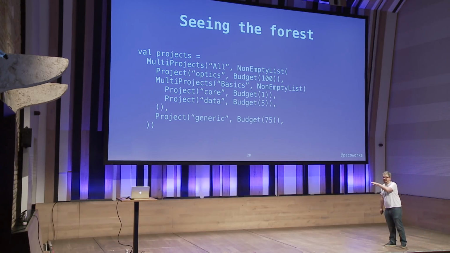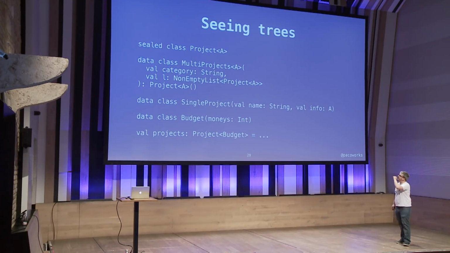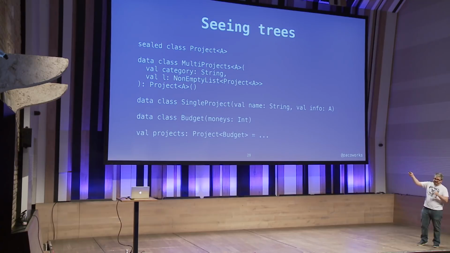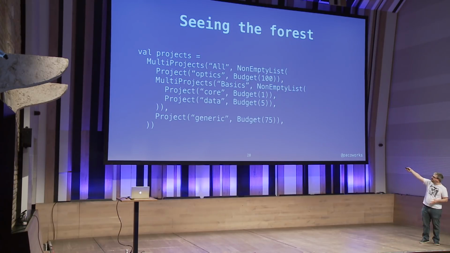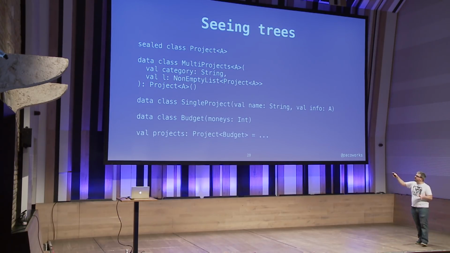If you ever take a look at data like this, it is actually a tree. It's a tree-like structure that can be written in Kotlin like this. Data class of a project of an A. A, in this case, is going to be a value that is parametric. We're going to have a name of the category for multi-projects, and then we're going to have the list of projects. And every single project has a name and has information attached.